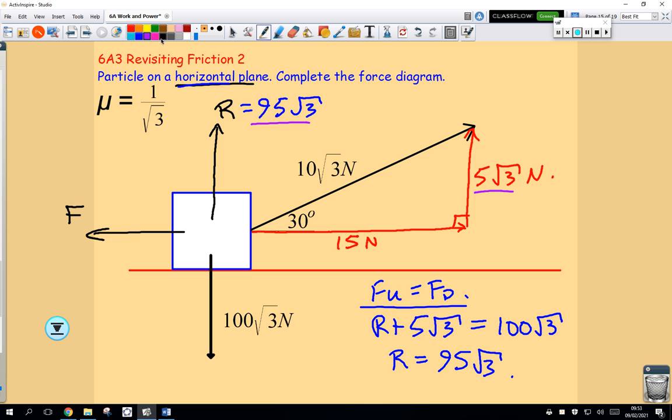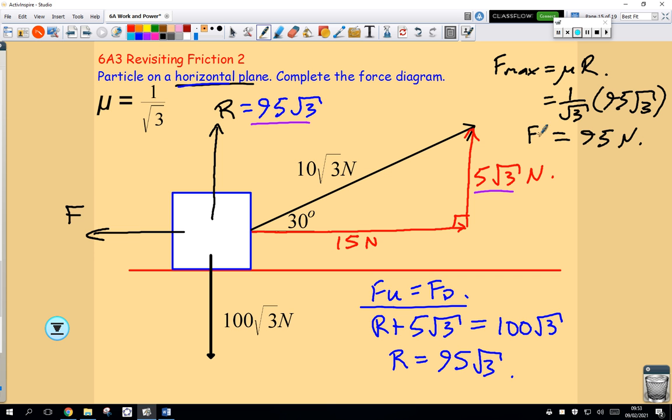The friction force here, we have to think about it for the moment. We know that the maximum value for friction is mu times R. So the maximum value for friction will be 1 over root 3 times 95 root 3. So friction can get up to 95 newtons if it needs to. That's the maximum possible value for friction, 95 newtons. Now, will it be 95 newtons here?